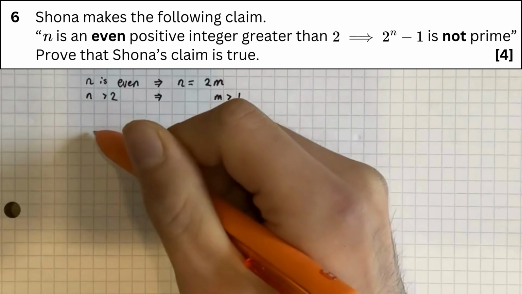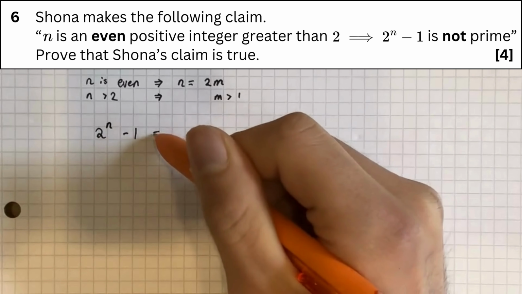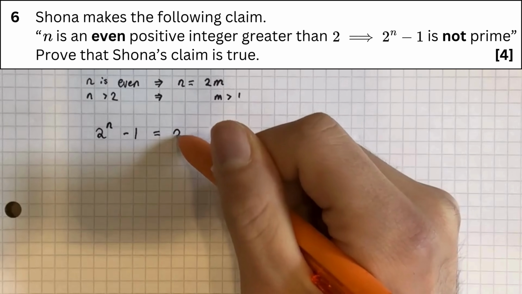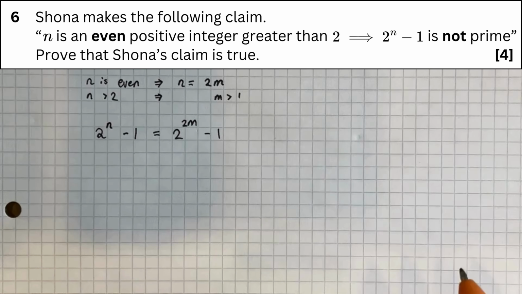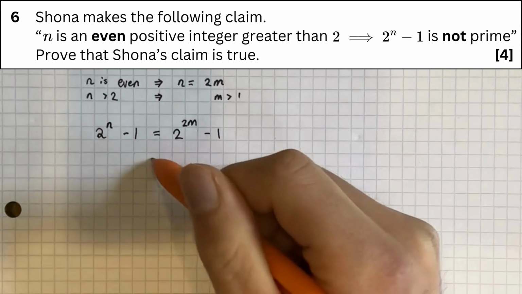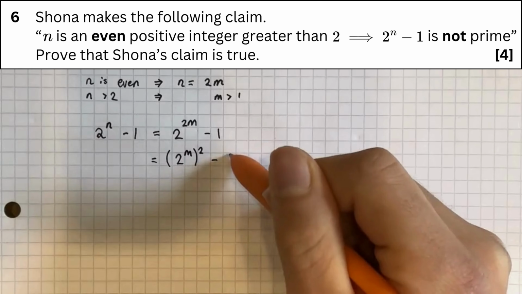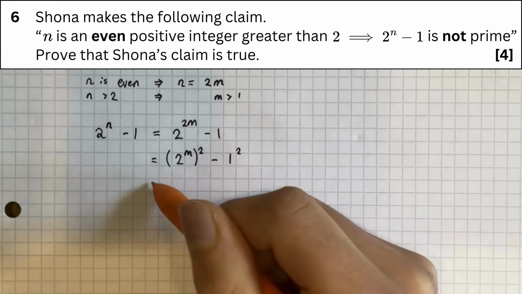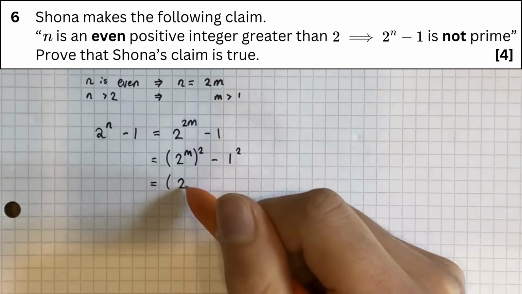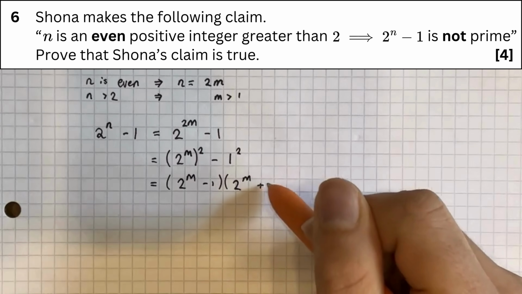Now we're going to consider 2 to the power of n minus 1. So if we replace the n with 2 times m, then we're going to get 2 to the 2m minus 1. Now looking at this is the hard step, working out what to do next. But if we use our laws of indices and rewrite this first term, then you might notice that this is a difference of 2 squares. And that means that we can write it in the form of 2 to the m minus 1 in one bracket and 2 to the m plus 1 in another bracket.